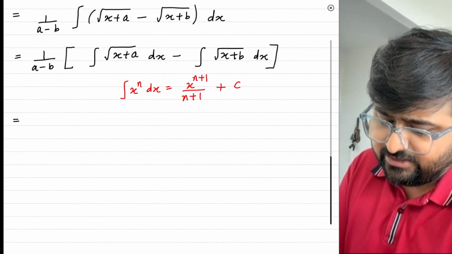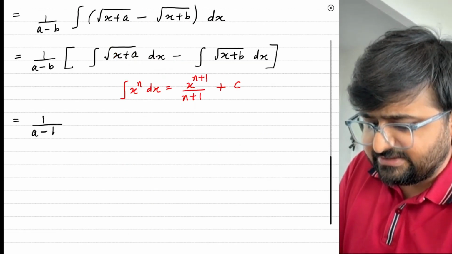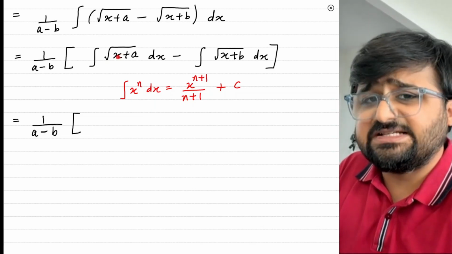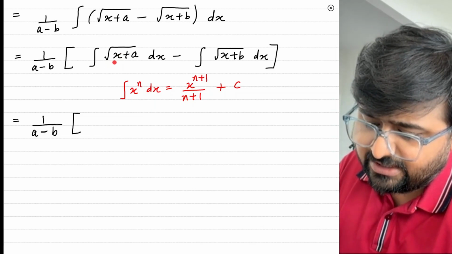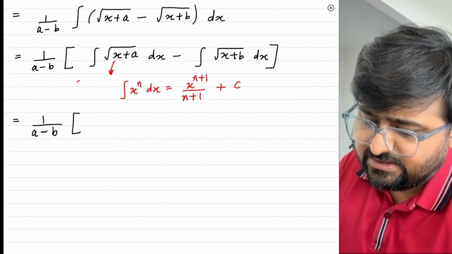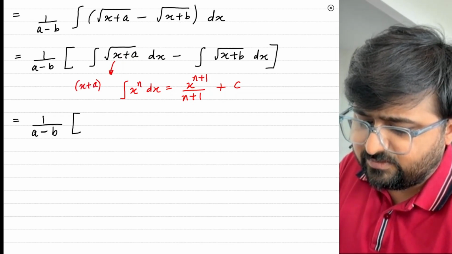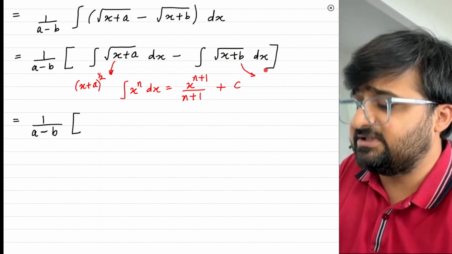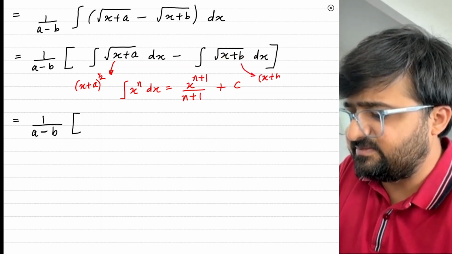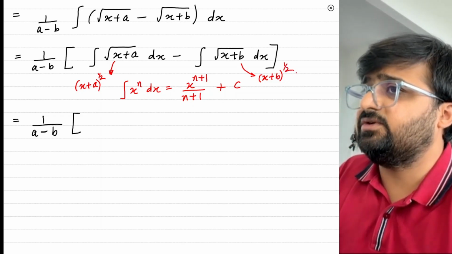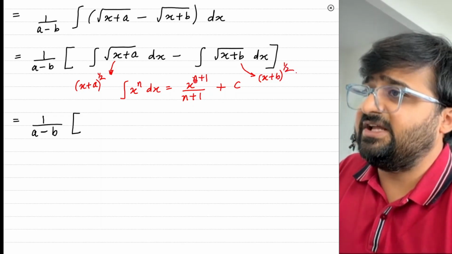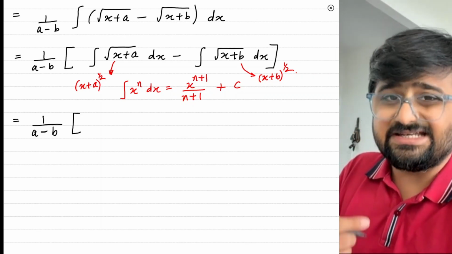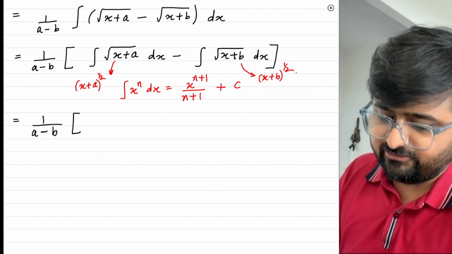So we have already 1 over a minus b outside of the bracket. Now square root of x plus a. Square root is just like to the power half. So this square root of x plus a is just like x plus a to the power 1 by 2. And even this square root of x plus b is just like x plus b to the power 1 by 2. So we can just apply this formula and say 1 by 2 plus 1 divided by 1 by 2 plus 1. So you increase that power by 1 and divide by the same power.